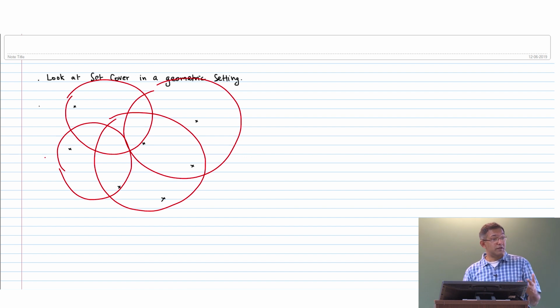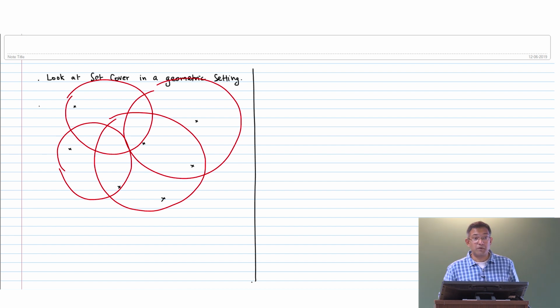Okay. So in this case, the elements are some set of points in the plane, and the sets are disks. You want to pick the smallest number of disks that cover all the points. One example is, of course, antennas and radio stations and towers. The set cover problem also shows up in many scheduling problems.